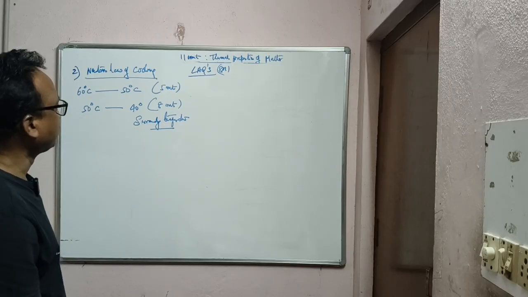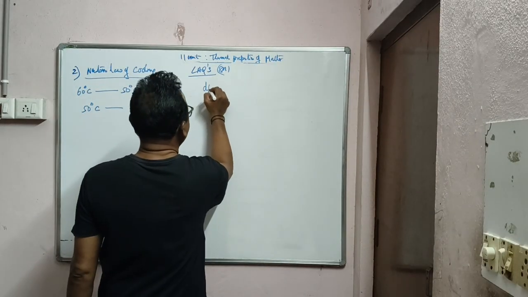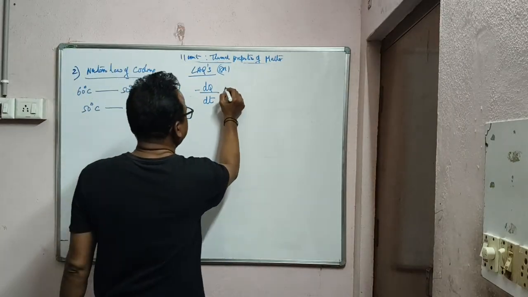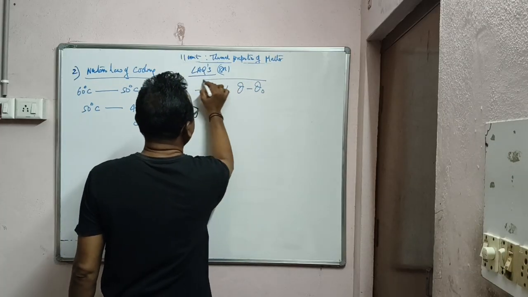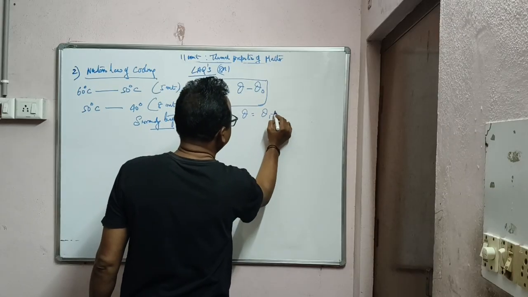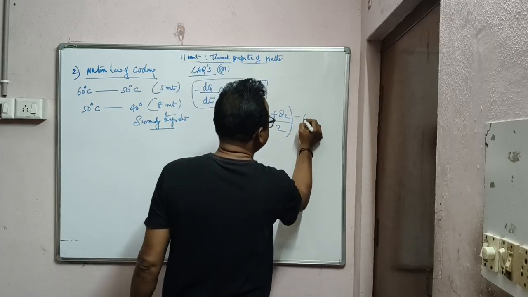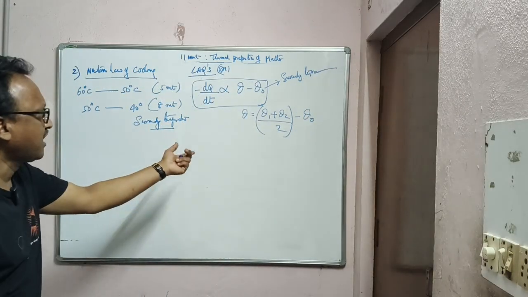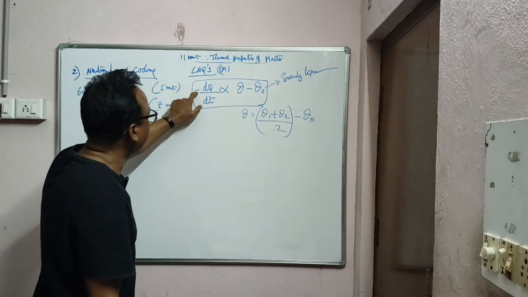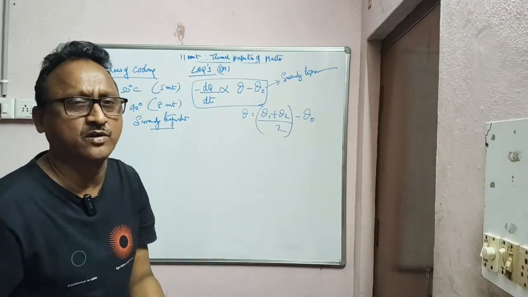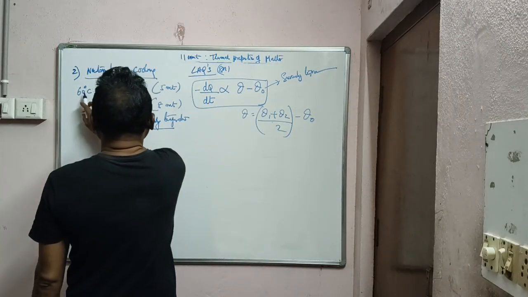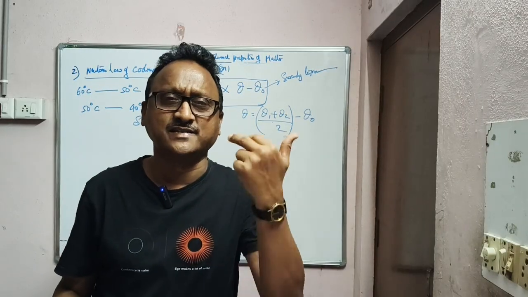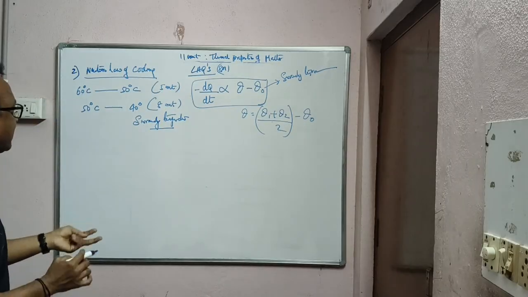First of all, he asked for the statement of Newton's law. What is that statement? The rate of cooling, minus dQ/dt, that is the decrease in temperature, is directly proportional to the mean excess temperature over the surroundings. Here what is theta? Theta is (theta1 plus theta2)/2, the average, minus theta0, the surrounding temperature. So the statement of Newton's law of cooling is: the rate of cooling of a body, minus dQ/dt, is directly proportional to the mean excess temperature over the surroundings. Here theta is (60 + 50)/2 minus the surrounding temperature, which you have to find out. That is the statement.